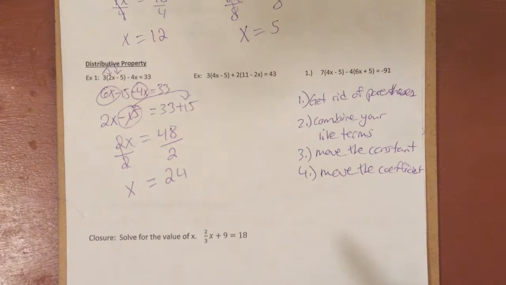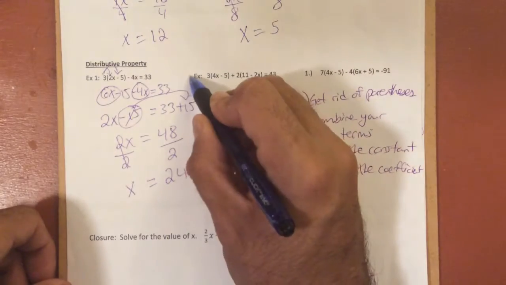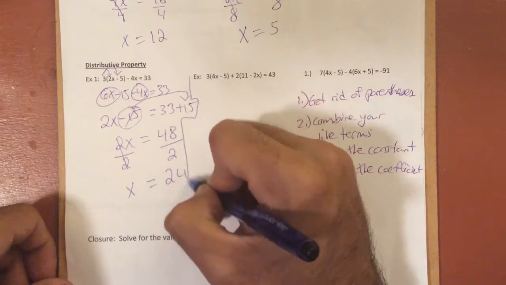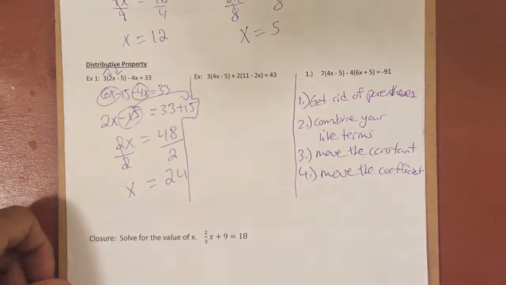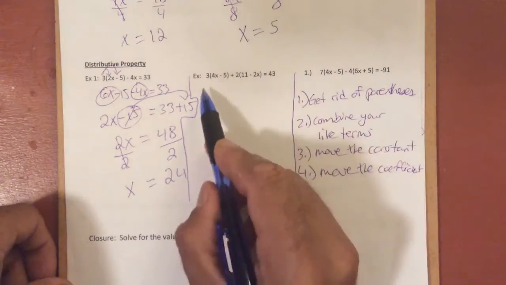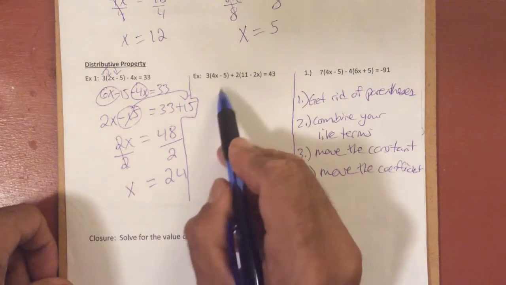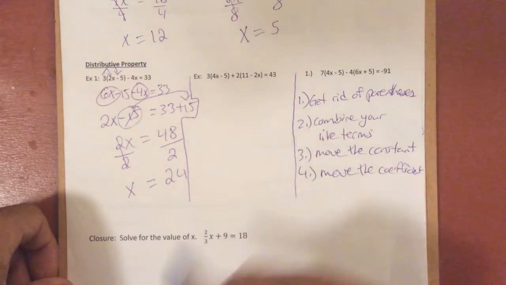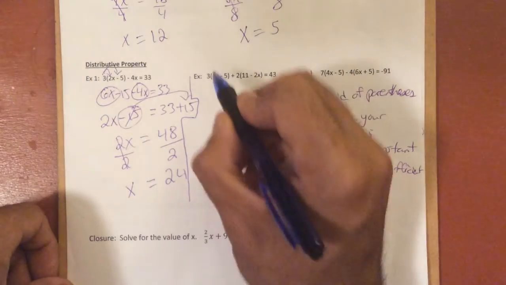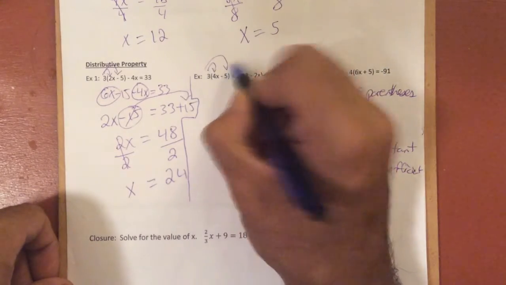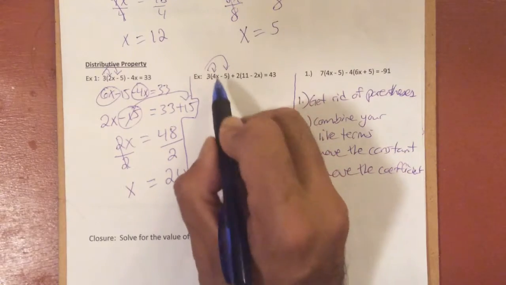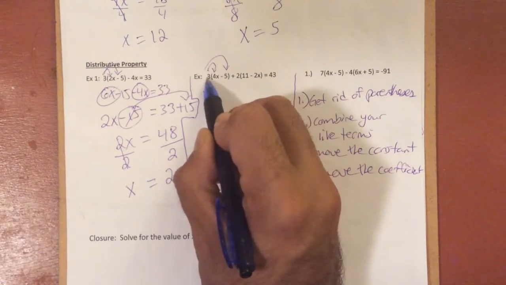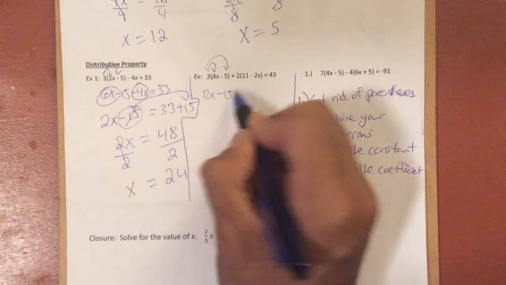Now, let's go ahead and do the last example for this section. And I'm going to draw myself a little line so I won't mix my work up. For the next example, we have 2 sets of parentheses. And of course, we know that the first step is to get rid of parentheses. So, I'm going to apply the distributive property twice. First time is to distribute the 3. So, 3 times 4x is 12x. 3 times negative 5 is negative 15.